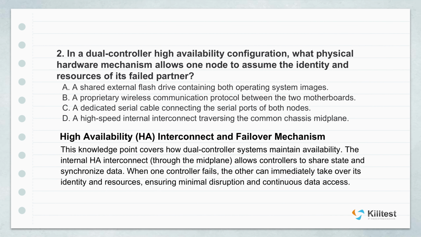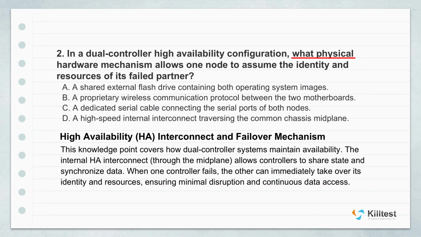This brings us to a scenario tested in question 2. Oh, this is where we get into high availability, or HA. Exactly. The question reads, in a dual controller high availability configuration, what physical hardware mechanism allows one node to assume the identity and resources of its failed partner?